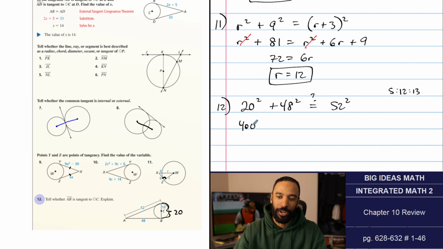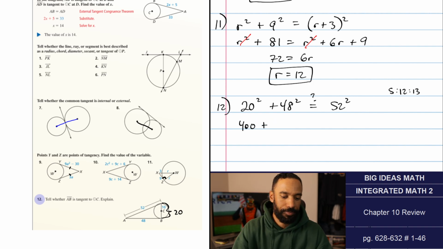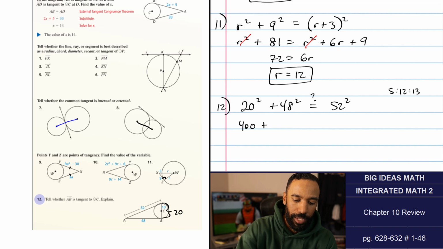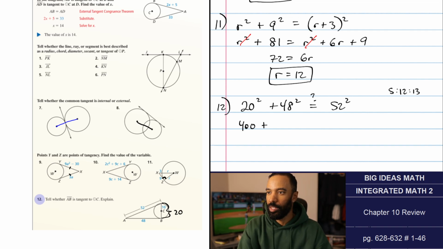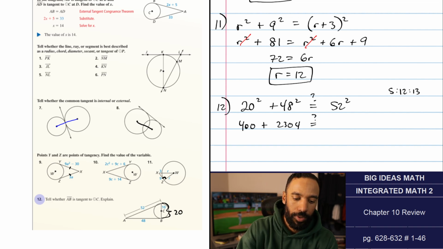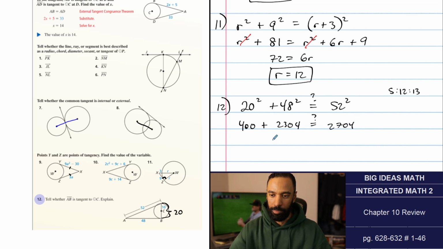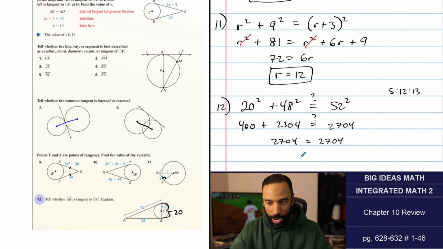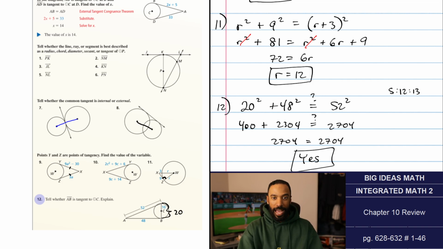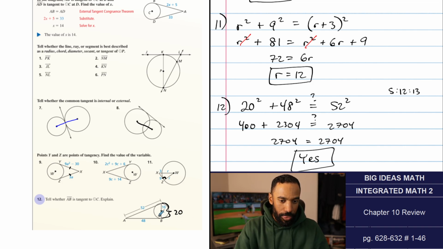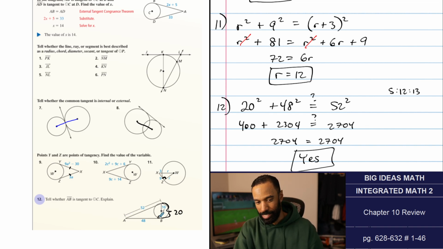But this would be 400. I do not know 48 squared. Hold on. 48 times 48. 2304. And does it equal 52 squared? I think it's going to. 2704. Yes. That would be 2704 equals 2704. Therefore, it's a right triangle. Therefore, that's a right angle. Therefore, segment AB is indeed tangent to C.